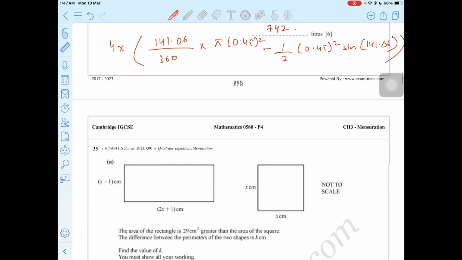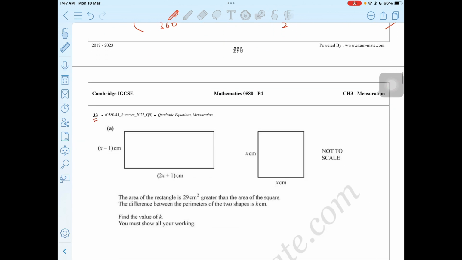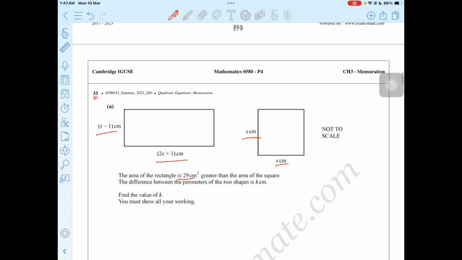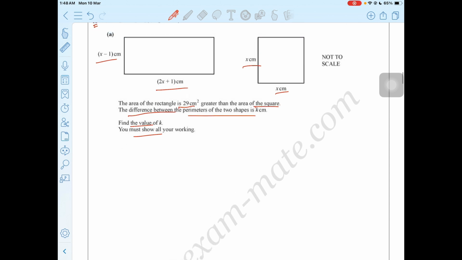Okay, now let's move on to question number 33. We have x minus 1, then this is this, and this is this. The area of the rectangle is 29 centimeters squared greater than the area of the square. The difference between the perimeter of the two shapes is k centimeters. Find the value of k. Right. So we have the areas, right? So let's just quickly solve this.